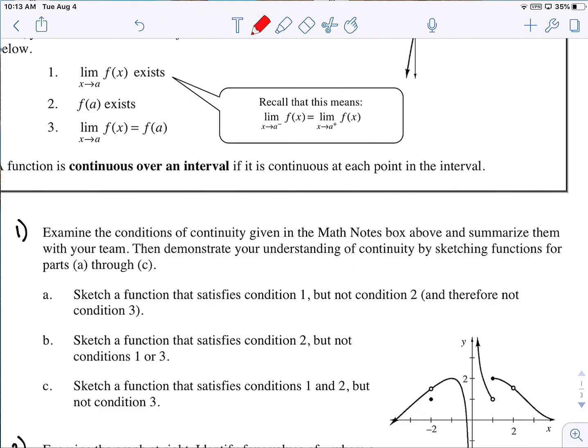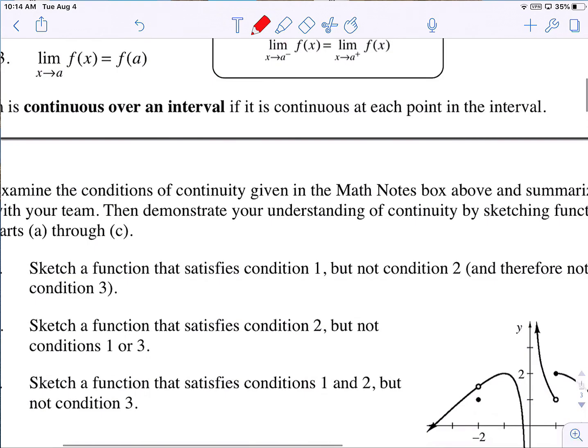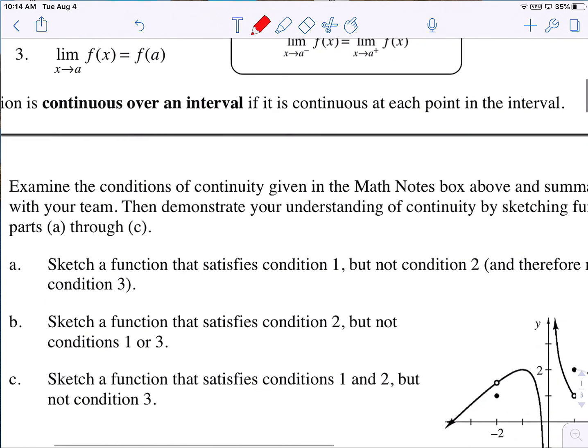All right, I hope you've actually gone and tried it. And I said ignore that graph in the lower right, but that graph in the lower right is going to actually be a pretty good thing to look at. If you did, good for you. If not, that's fine. I'm going to sketch an example for all three of those, and we'll talk about why it fails and stuff. So sketch a function that satisfies condition 1 but not 2.